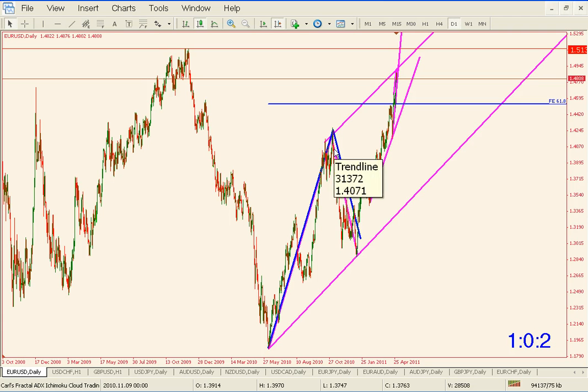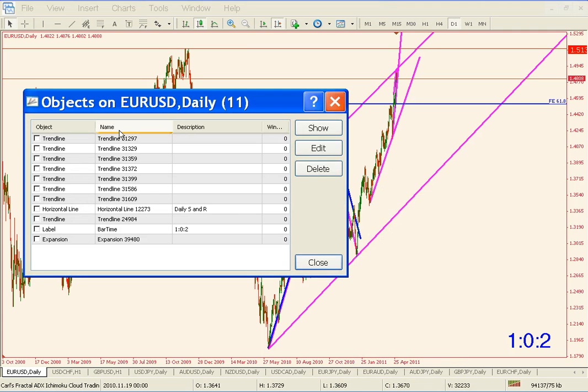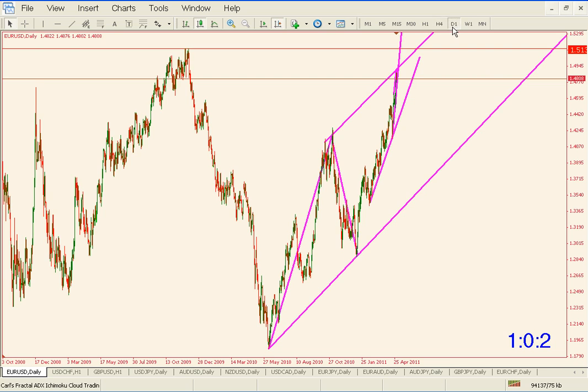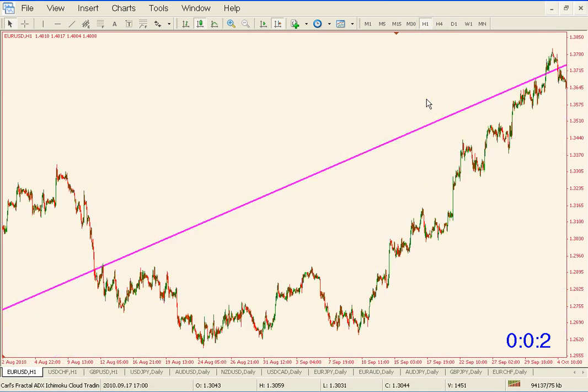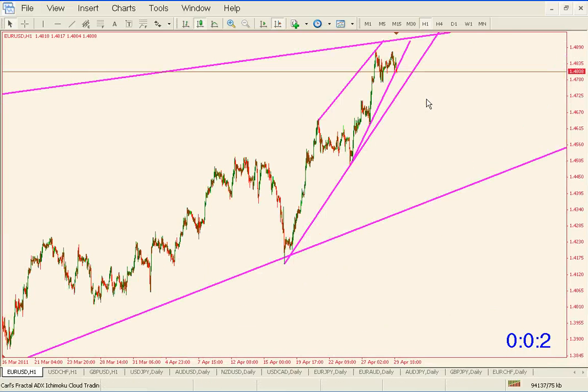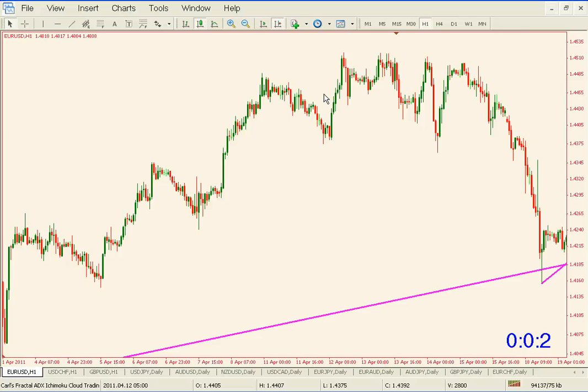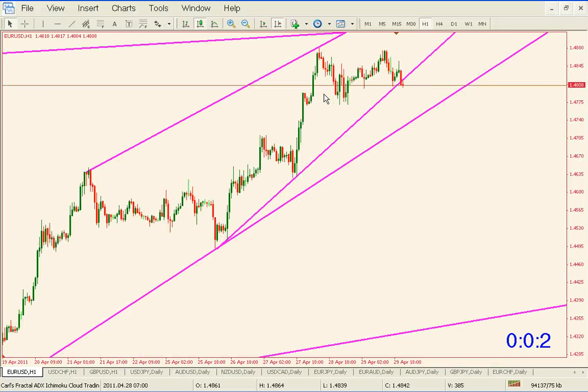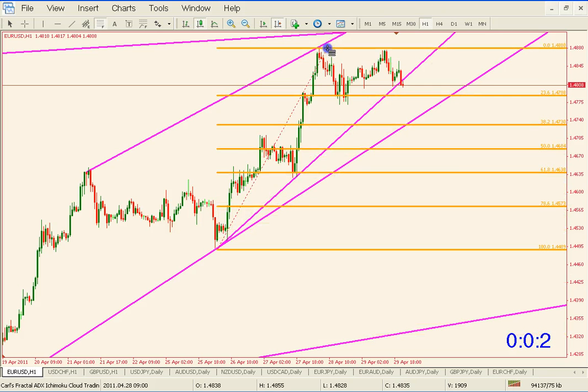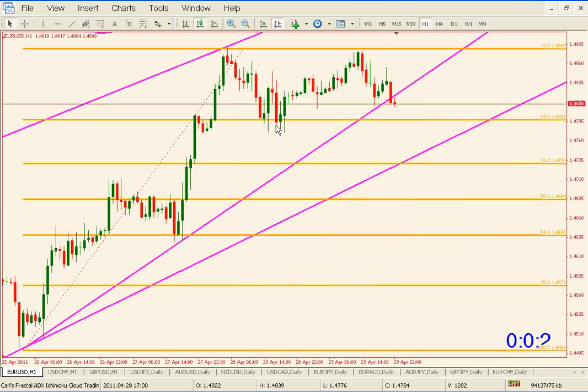Let's take this back off of there. Okay, let's go to the hourly chart. Let's see where we are. Okay, this is where we are, and we zoom in. Okay, and we're looking at this. I'm going to put some Fibonacci retracements in here. Okay, let's zoom in a little bit more so everyone can see this.